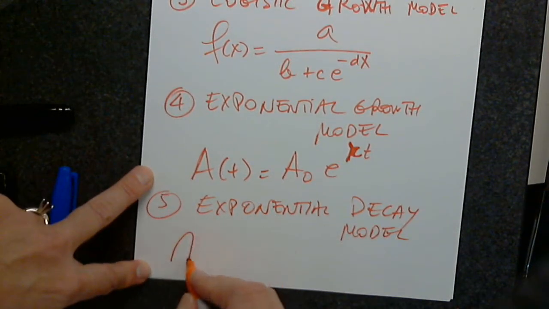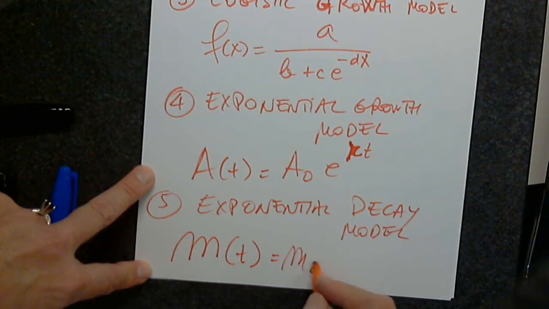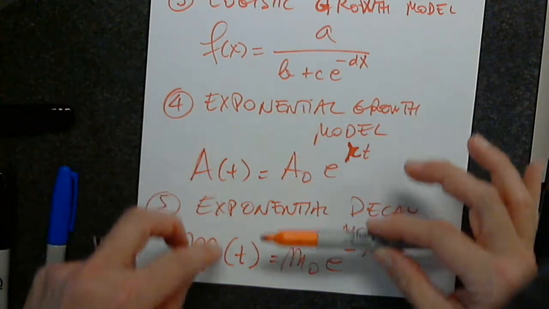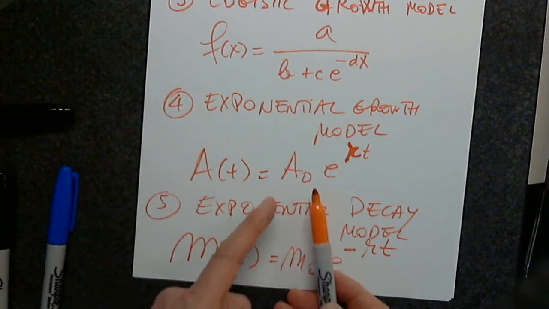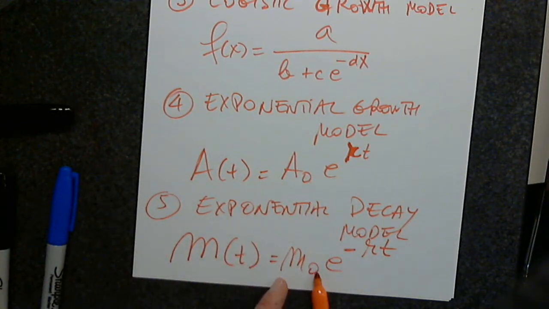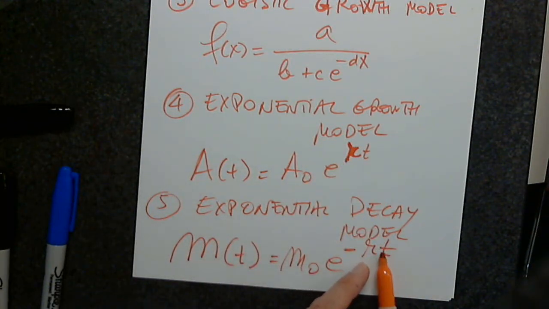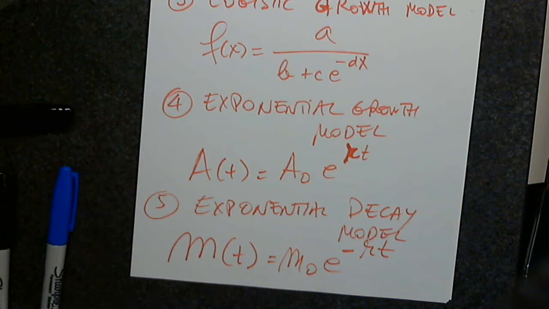And look at this. We're going to use M because it stands for mass. Do you see any difference between these two? This is the amount or number. This is mass. This is the initial amount. This is the initial mass. This is e. There is a minus in front, and there is the exponential decay rate and then time. So three models are the same. However, you're not supposed to memorize them. If you want to, you can, but I'm not asking you to.